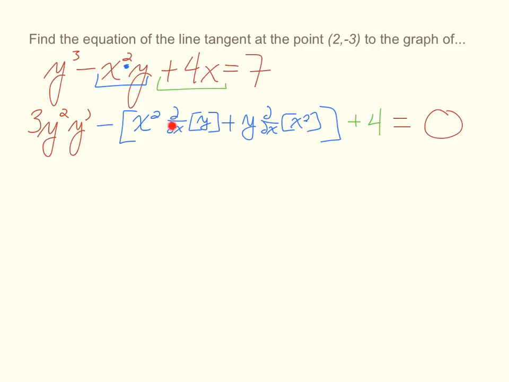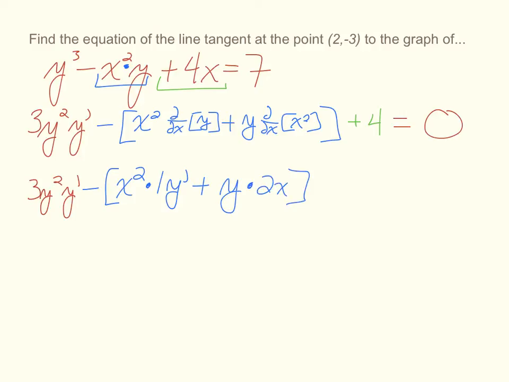Now all we have to do is find the derivatives left over by the product rule, and then we will be able to solve for y prime after that. So we still have 3y squared y prime minus, we have x squared times the derivative of the y variable. We can use the power rule for that. The derivative of y would just be 1, but since we took the derivative of a y variable, we need to immediately put on that y prime, plus y times the derivative of x squared. We can just use the power rule for that and get 2x, plus 4 still equals 0.